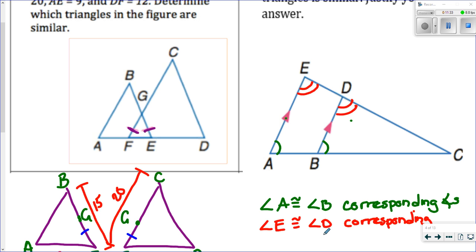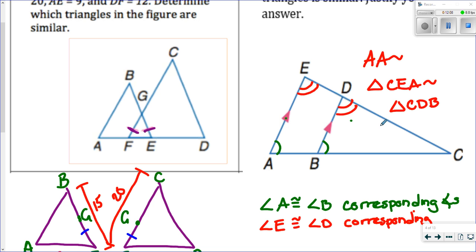Alright, so now from what I learned about similarity, there were three of them: AA similarity, SSS similarity, and SAS similarity. I can use the AA similarity. So that means triangle CEA is similar, not congruent, similar to triangle CDB because of AA similarity.